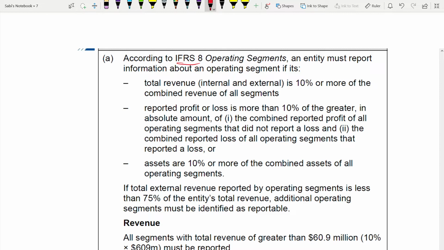This is the quantitative threshold. Remember your quantitative threshold: 10% or more of your revenue, profit or loss, and assets. When you're taking your revenue, both internal and external has to be 10% or more of the combined revenue from all segments. Same with profit and loss, 10% or more, and assets also 10% or more. But for profit and loss, remember, there could be some segments that are just having losses and some that are just having profit. Add your losses and add your profits and see which one is greater out of the two.